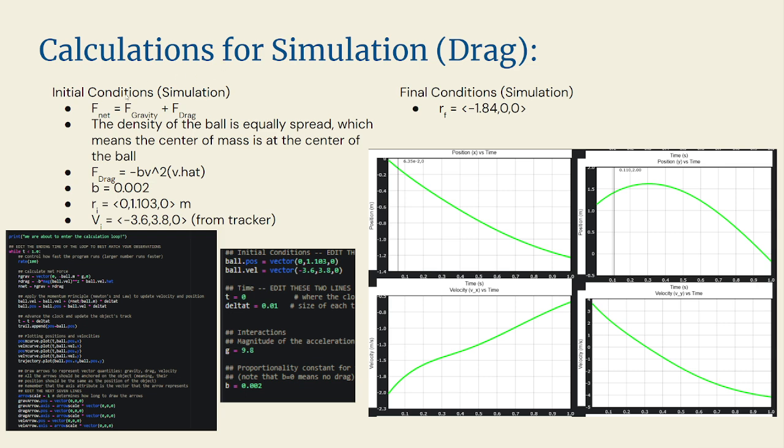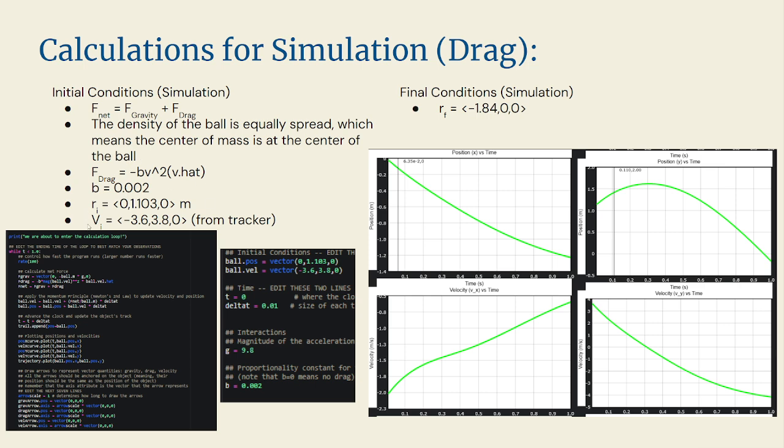The initial conditions for this are the exact same ones, except that we have a drag force acting in both the x and the y direction, opposite to the velocity, which means that we cannot say that the velocity of x is constant anymore. The b constant was 0.002 for the drag force, and here's the equation.